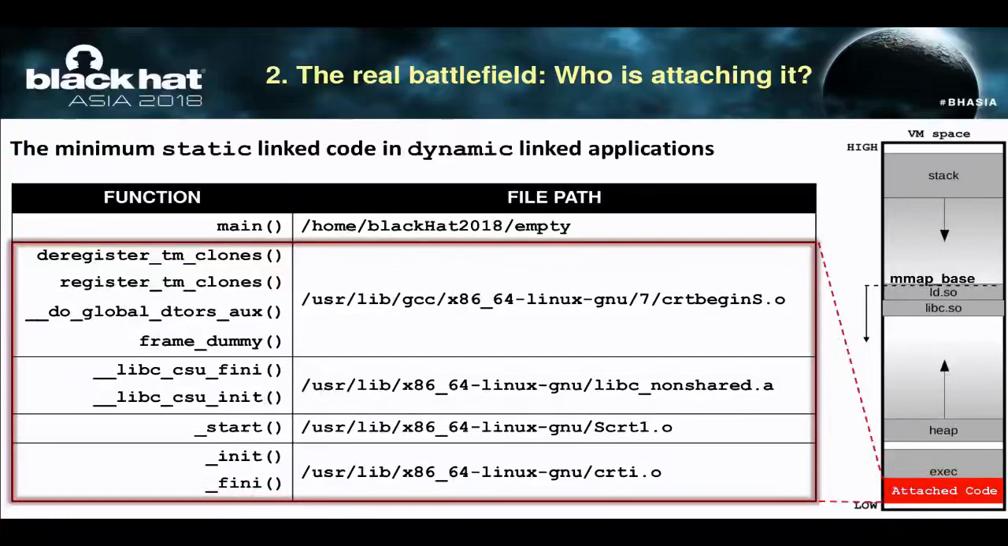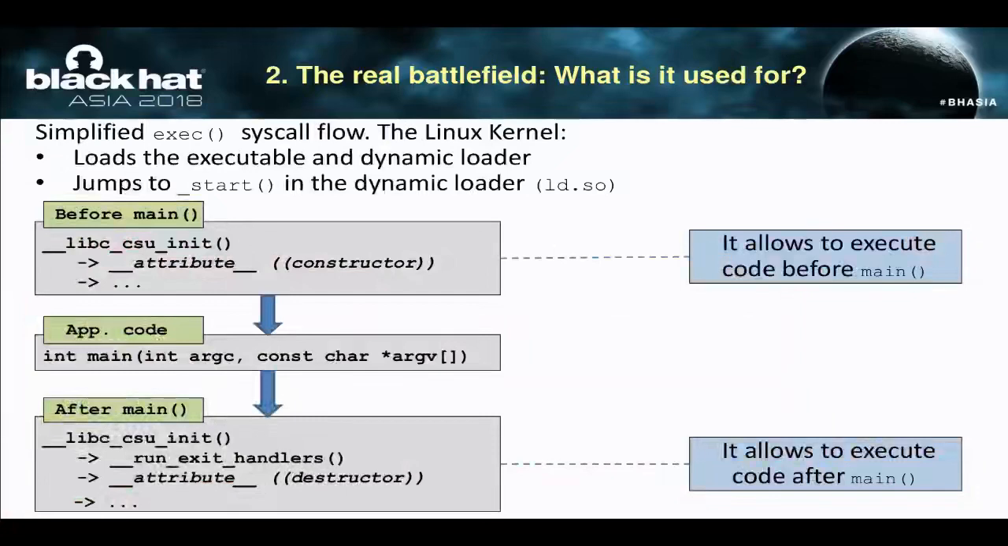So basically, we can say that this is the minimum static linked code that we will see when we are using dynamically linked applications. So don't think that when you are using a dynamically linked application, everything is dynamic. Okay, now we know this code, but what is it used for?